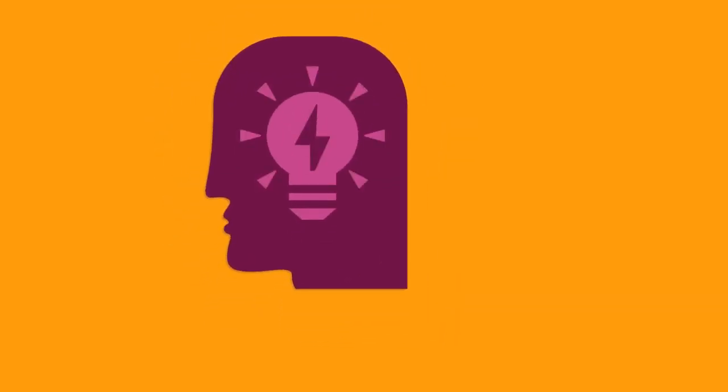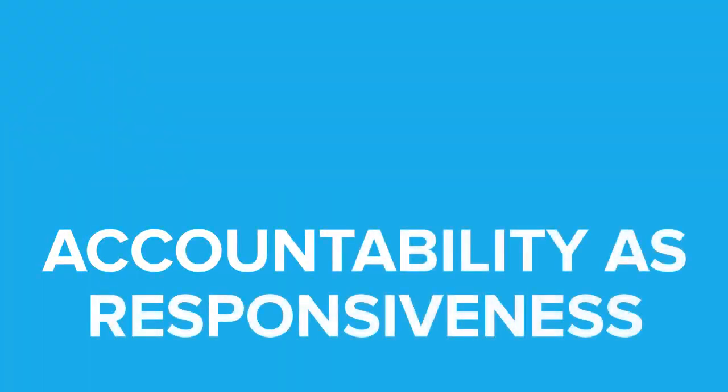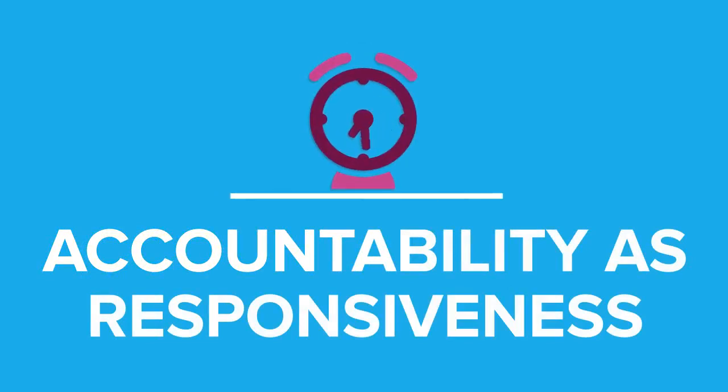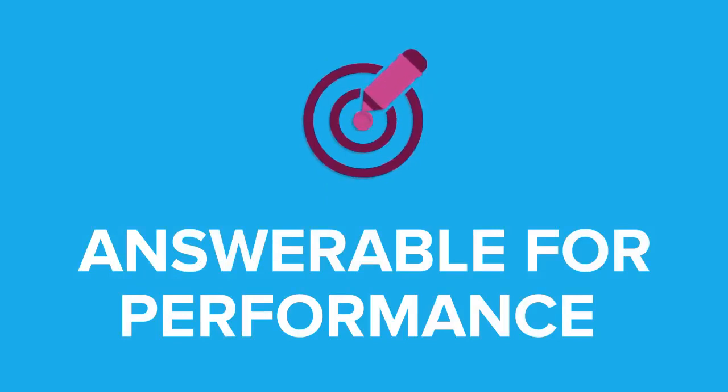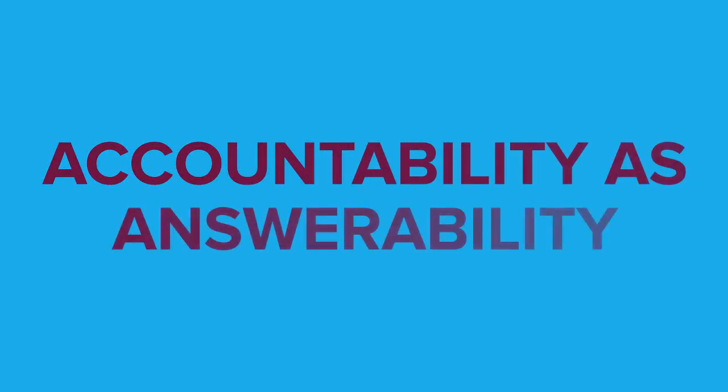In conceptualizing the alternative social accountability framework, it's important to bring to the fore how accountability can be understood and hence experienced differently in different contexts. Typically, what is called accountability is understood as accountability as responsiveness and not accountability as being answerable for performance against an agreed set of performance standards, or accountability as answerability.